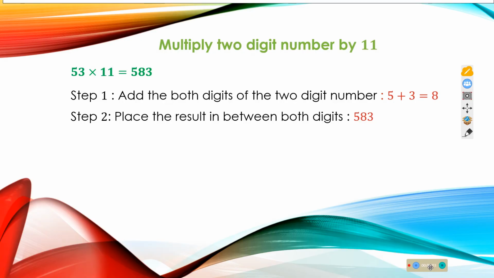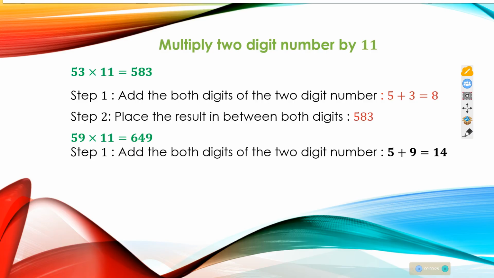Let me hope that everyone is following these steps very keenly. So next we need to look at one more example. It says you need to multiply 59 with 11 and our expected answer is 649. How do you achieve that? Following our steps, we follow the same step as in the first case. We shall add both digits of the two-digit number. So add 5 with 9. But unlike in the first example, where we simply placed the sum between the 5 and 3, we shall not place 14 between 5 and 9. When you place 14 between 5 and 9, you will get a wrong answer.